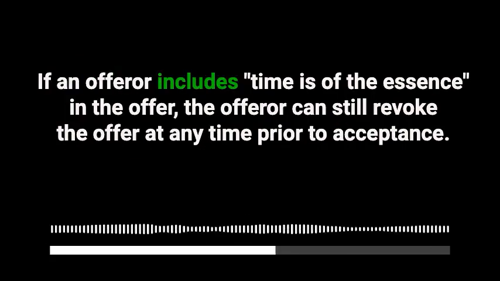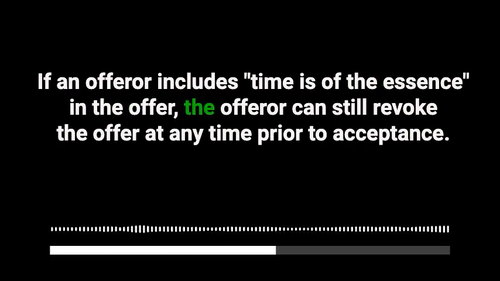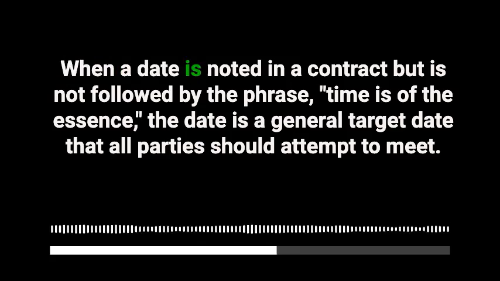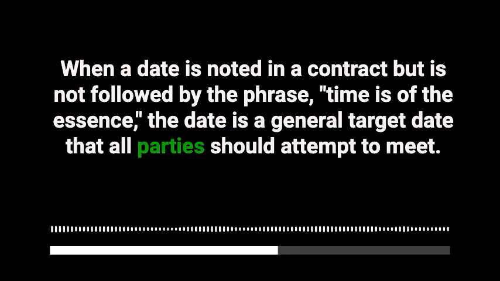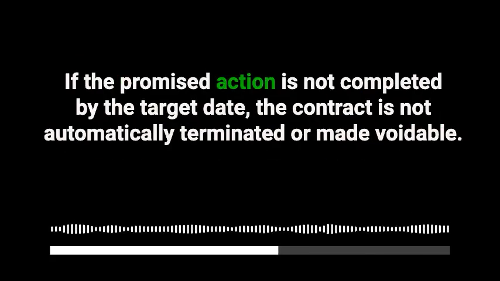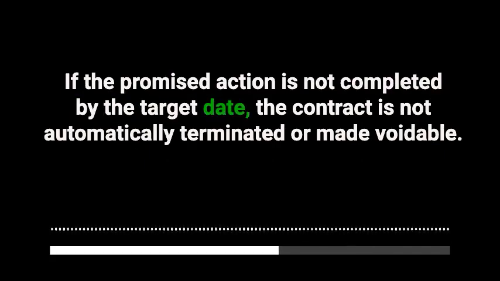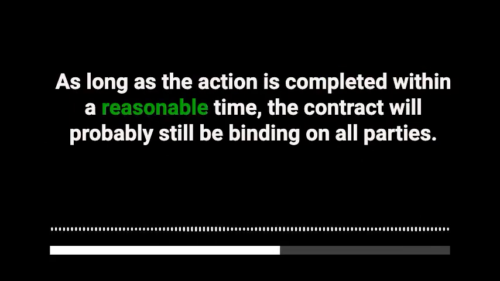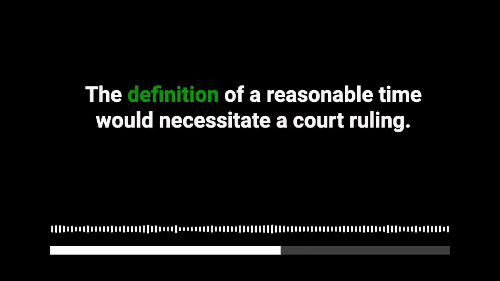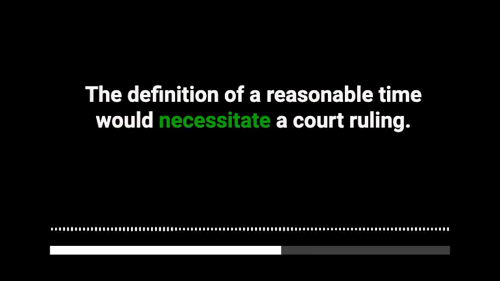If an offeror includes "time is of the essence," the offeror can still revoke the offer at any time prior to acceptance. When a date is noted in a contract but is not followed by the phrase "time is of the essence," the date is a general target date that all parties should attempt to meet. If the promised action is not completed by the target date, the contract is not automatically terminated or made voidable. As long as the action is completed within a reasonable time, the contract will probably still be binding on all parties. The definition of a reasonable time would necessitate a court ruling.